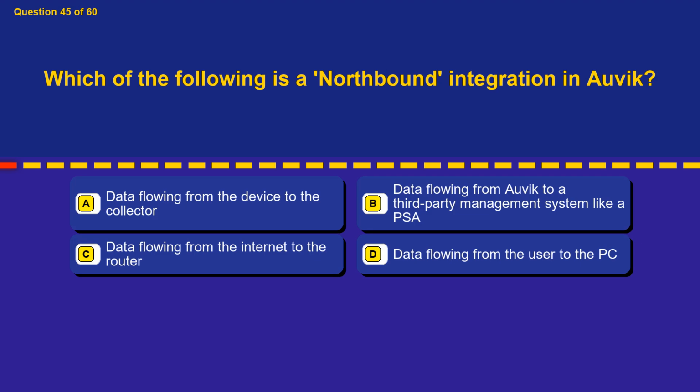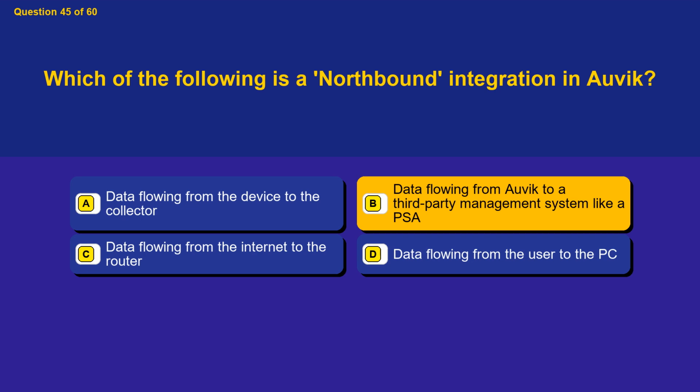Question 45. Which of the following is a northbound integration in Auvik? Option A. Data flowing from the device to the collector. Option B. Data flowing from Auvik to a third-party management system like a PSA. Option C. Data flowing from the internet to the router. Option D. Data flowing from the user to the PC.